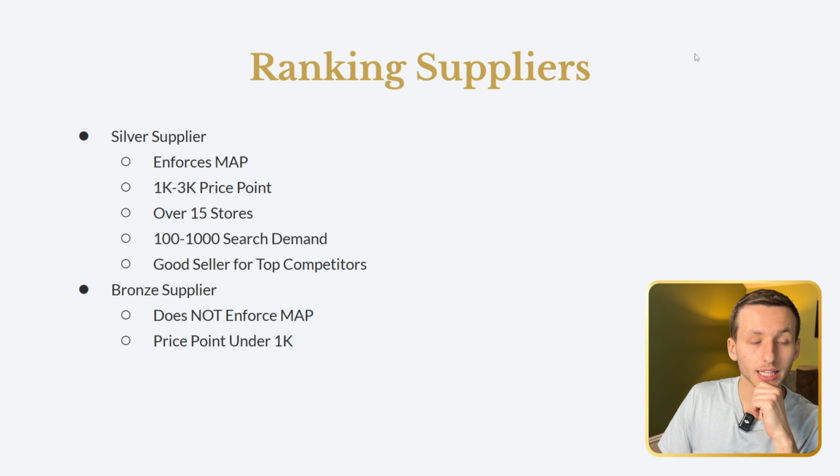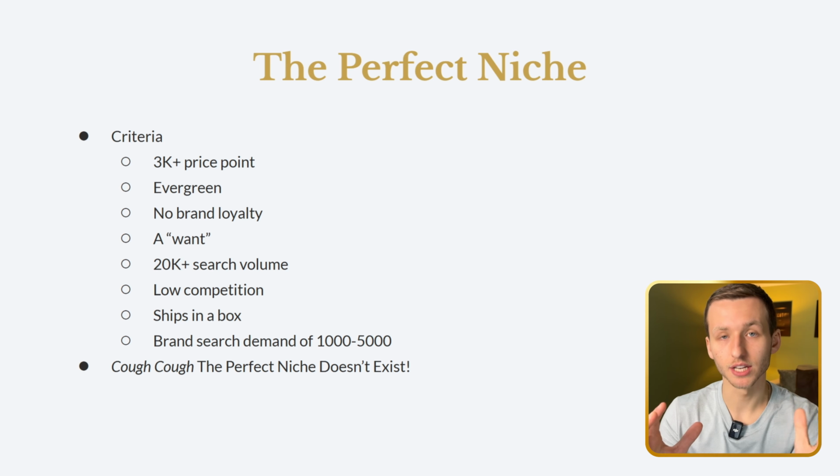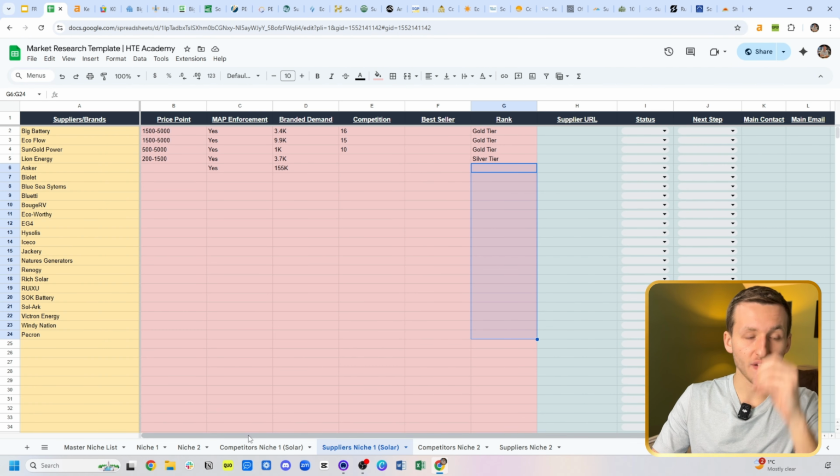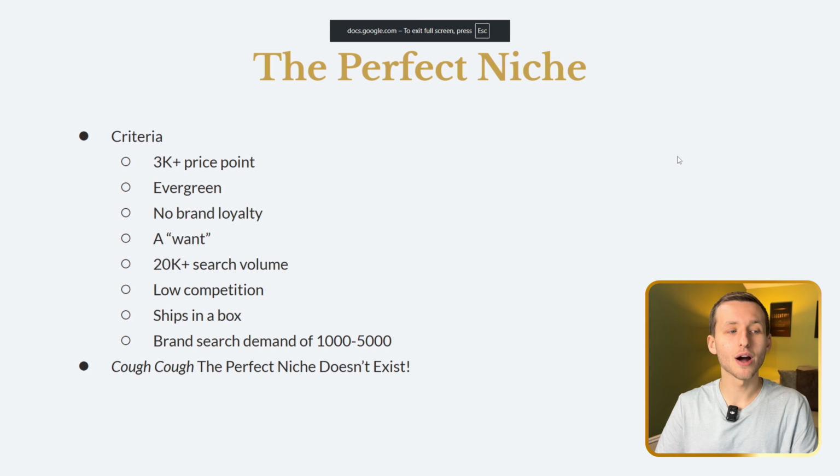All right. Let's talk about the perfect niche. Because by this point, you have found all your competitors. You have listed all of the suppliers and brands that you were able to find among all of your different competitors. You found all of the ranking criteria. So you found the price point. You found if they enforce MAP. You found their demand. You've gotten an idea of the competitive level of every single one of the suppliers. And finally, you've ranked the suppliers, whether it's gold, silver, or bronze. So let's talk about now the perfect niche.